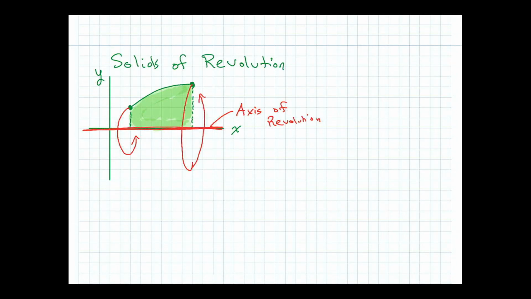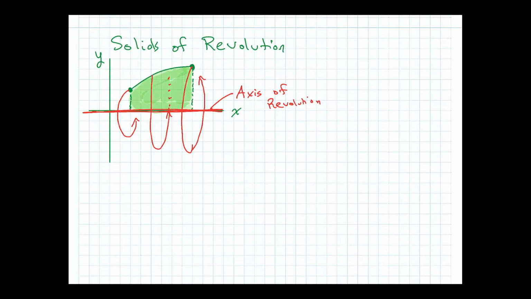Redraw this one. All the way around. And if you take a shape like that and you spin it all along the axis, then what you end up with is a 3-dimensional shape that looks something like this. Let's see if I can draw it.